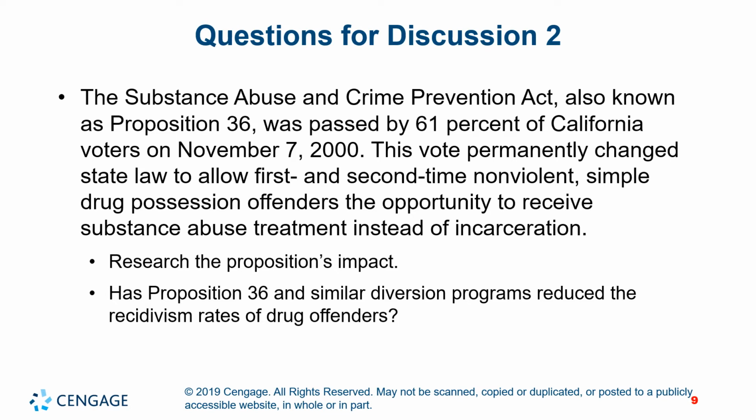Here's another discussion question for you to consider. The Substance Abuse and Crime Prevention Act, also known as Proposition 36, was passed by 61% of California voters on November 7, 2000. This vote permanently changed state law to allow first and second-time nonviolent simple drug possession offenders the opportunity to receive substance abuse treatment instead of incarceration. First of all, you need to research the proposition's impact and then consider, has Proposition 36 and other similar diversion programs reduced the recidivism rates of drug offenders?